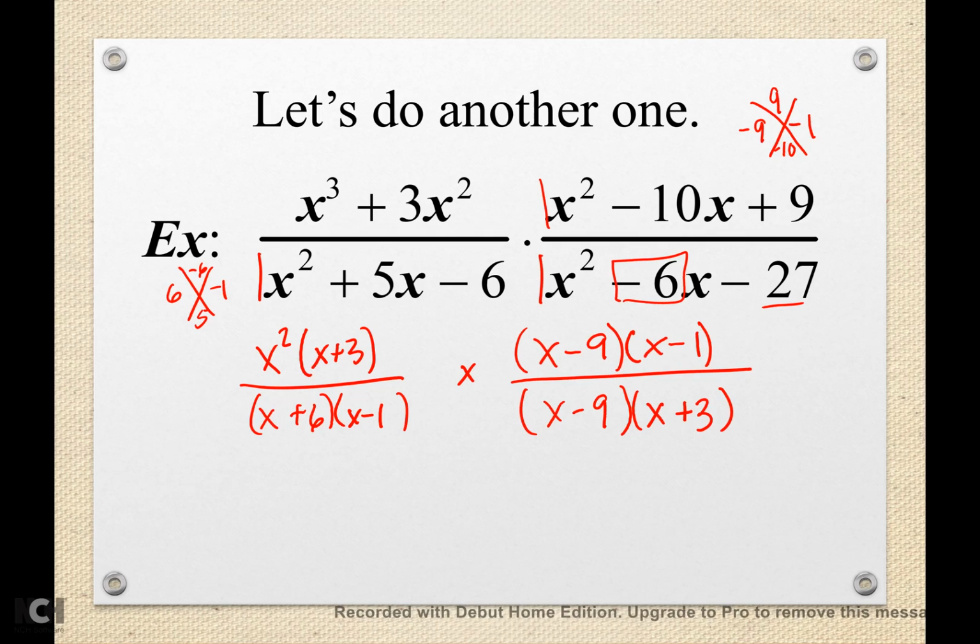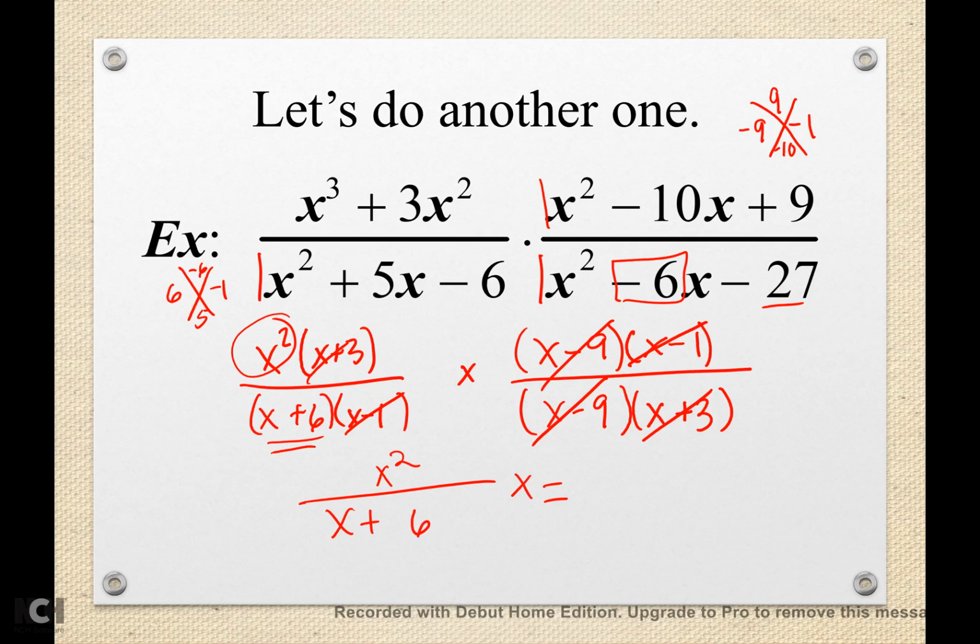And again, we can cancel. Get rid of it. Top and bottom's the same. X minus 9, top and bottom's the same. X minus 1, x minus 1. Top and bottom's the same. So we simplify it. The only thing that's left in the numerator is this x squared. Only thing that's left in the denominator is this x plus 6.